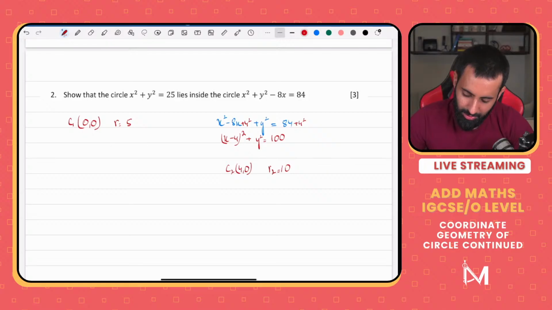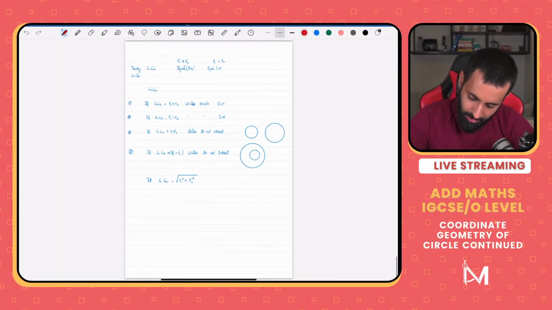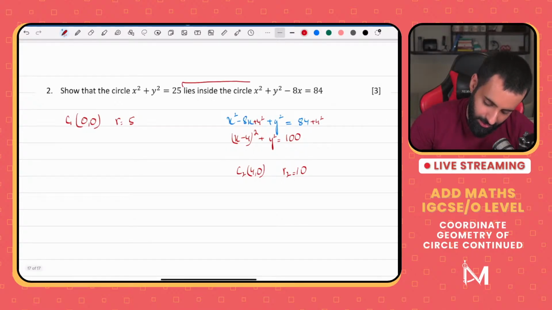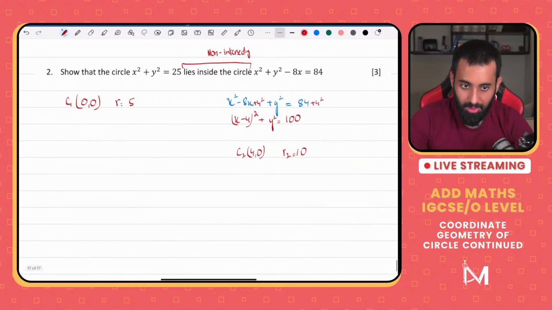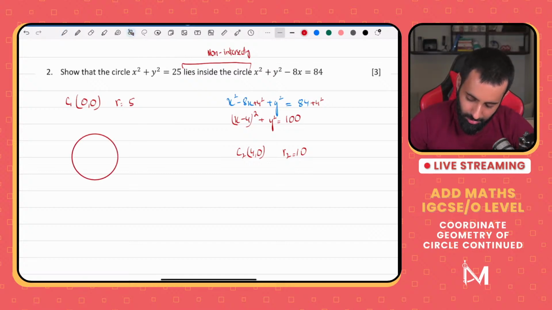Now, how do I show that the circle lies inside the circle? How do I show that? Let's see. That means they are non-intersecting circles. Lying inside the circle means that they are non-intersecting. Now, what happens when two circles are non-intersecting? If you forget, make a rough sketch and you'll be able to figure it out.